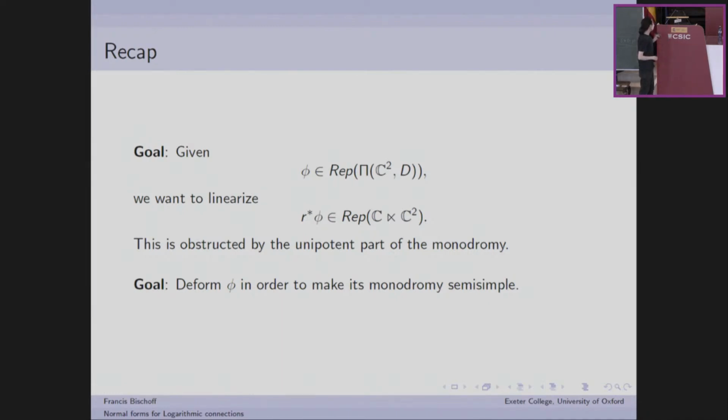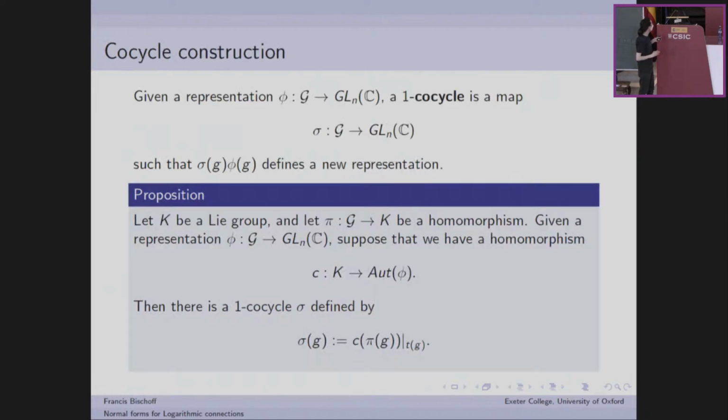So in order to do this, I just want to briefly tell you about cocycles. If we're given, so G is an arbitrary groupoid, we take a representation, then a one cocycle is a map from the groupoid to GLN, such that if you multiply it with your representation, you get a new representation. So if you want, you can expand what that means and get a cocycle condition, but this is what the meaning is.